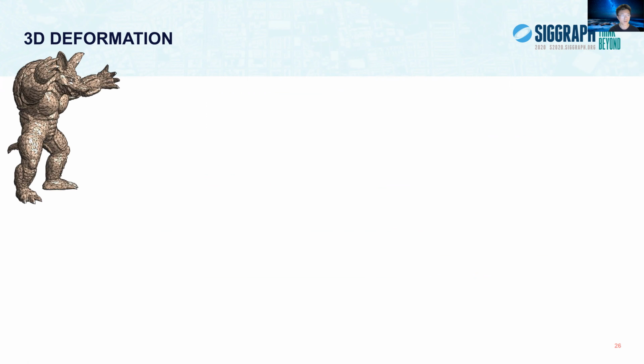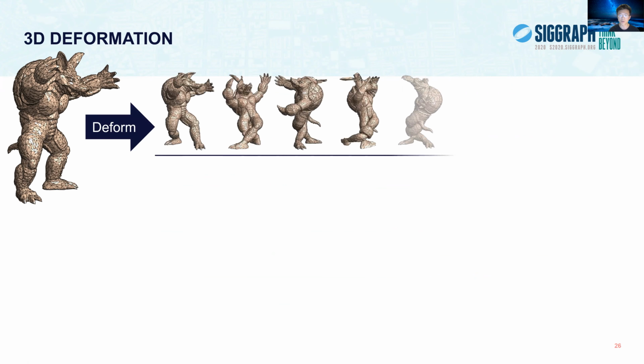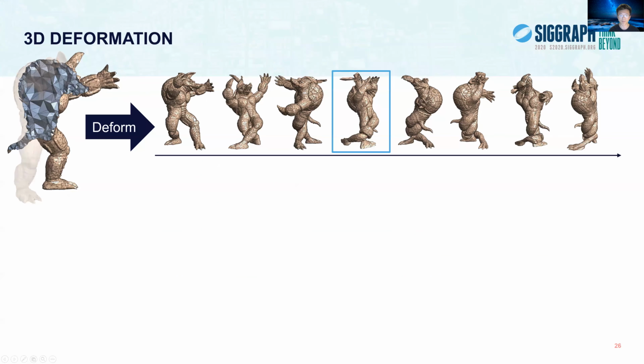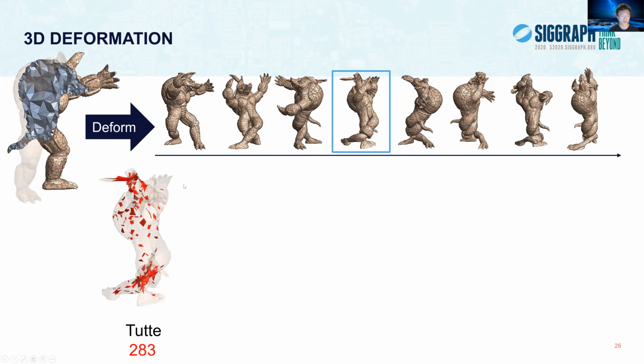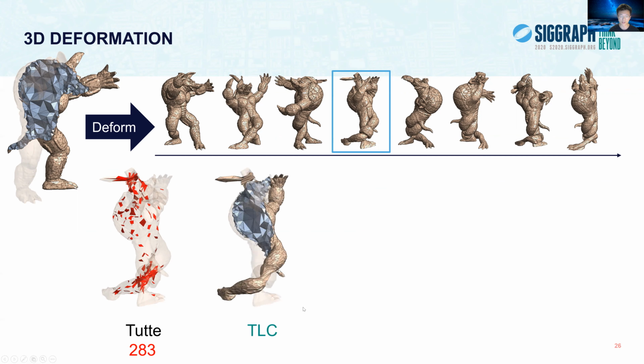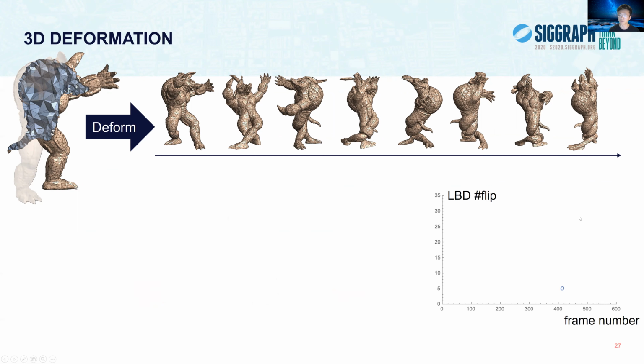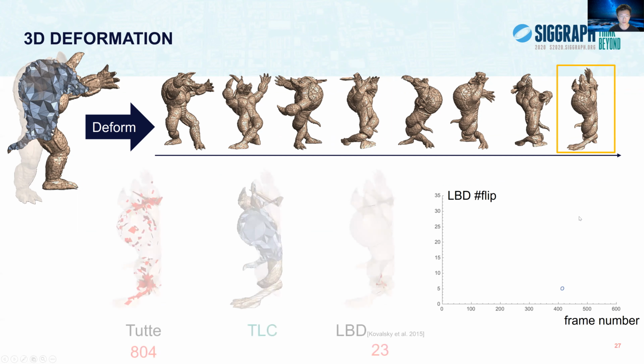Given an armadillo, we perform deformation to get a sequence of deformation frames. And we want to map the interior of the armadillo into each frame. Let's see an example. In this frame, taut embedding creates lots of flipped elements. Our method succeeds, but the LBD method can't give you an injective mapping. We plot the number of flipped elements in the LBD method versus the frame number, and this frame is shown at this point. Let's look at a later frame at the end of the deformation sequence.